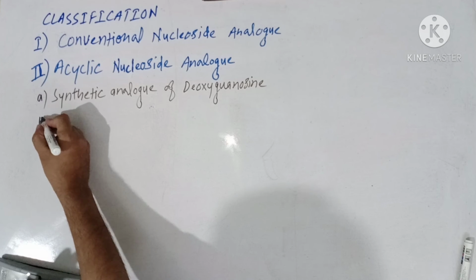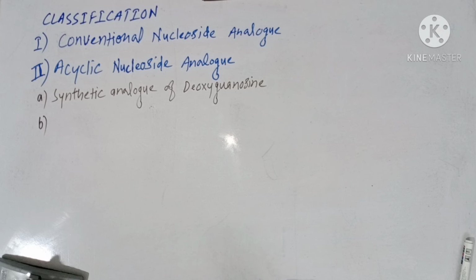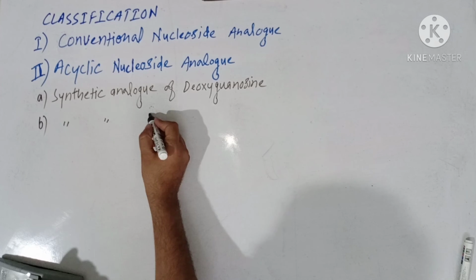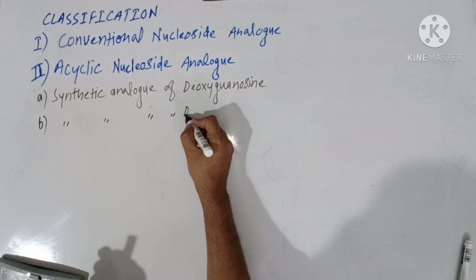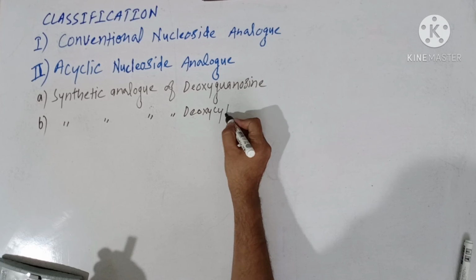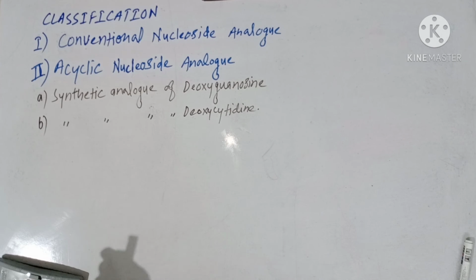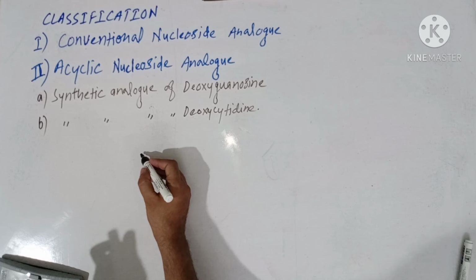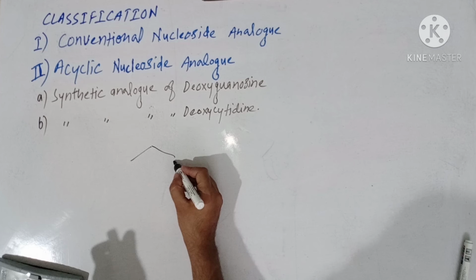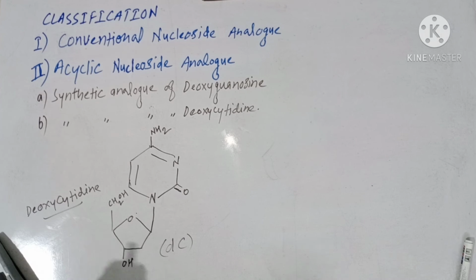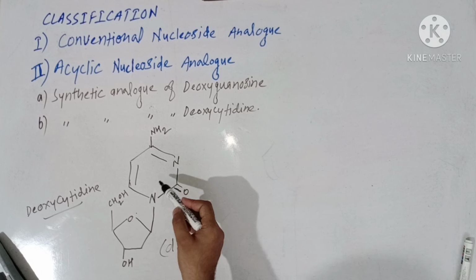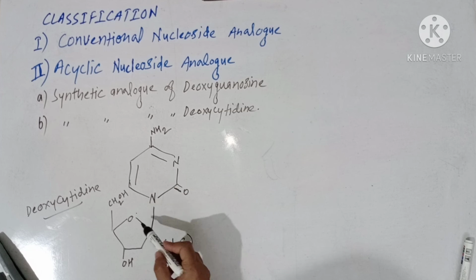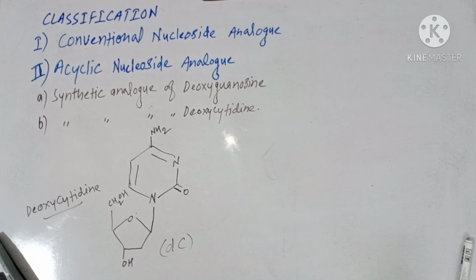The next class is your synthetic analog of deoxycytidine. Synthetic analog of deoxycytidine. So first we will draw the structure of deoxycytidine. So this is the structure of your deoxycytidine. So deoxycytidine has a pyrimidine ring in its structure, and at this nitrogen this deoxycytidine has a pentose sugar, deoxyribose sugar.